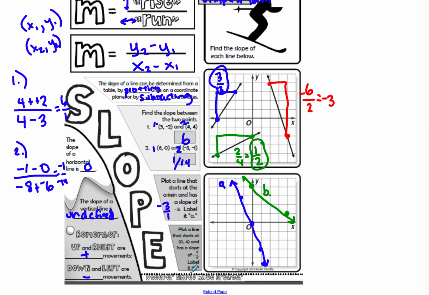All right. And then at the very bottom here, it says steeper slopes have a greater absolute value. So you might have a negative slope that's steeper than a positive slope. It's all about their absolute value. The larger the absolute value, the more steep it is.